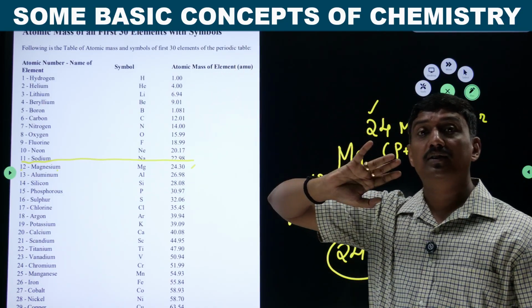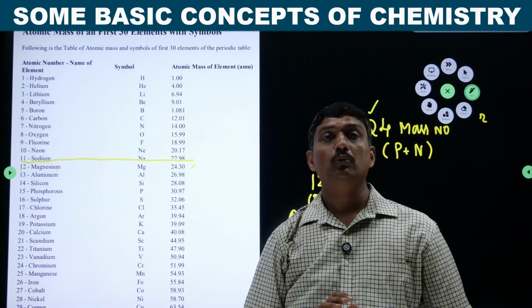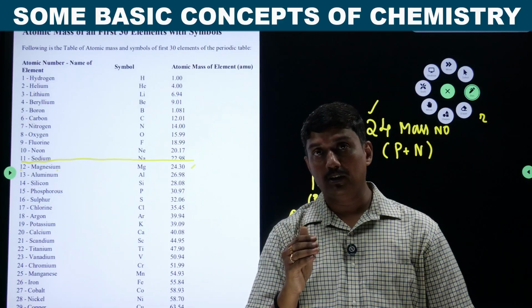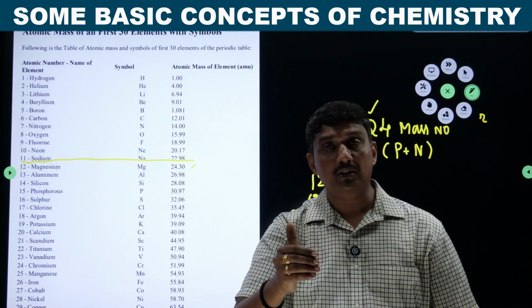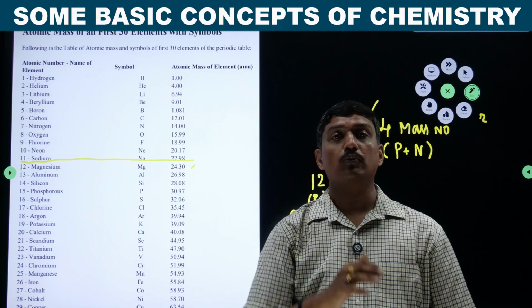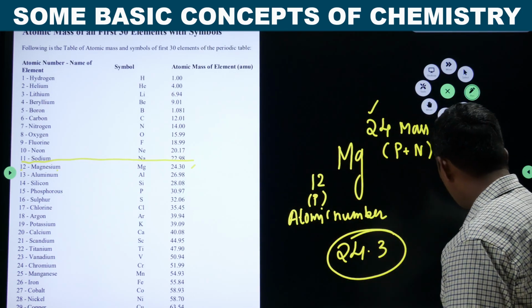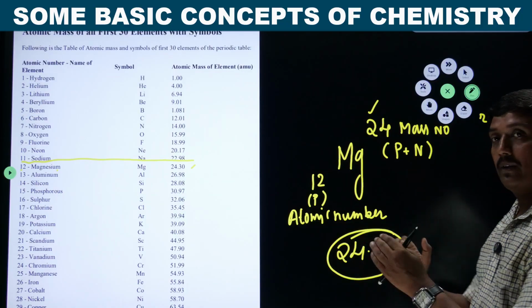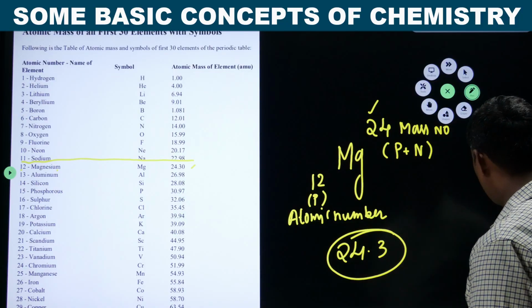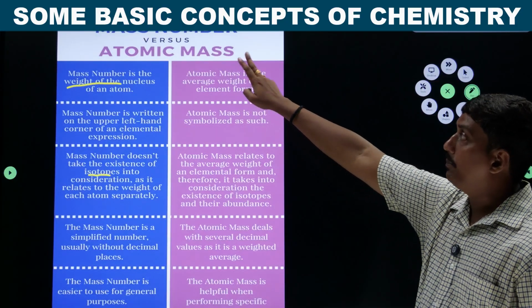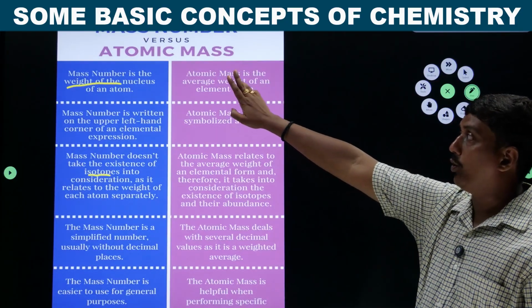This is said to be relative or average atomic mass. Average atomic mass, we are considering its isotopic form. So how to calculate that relative or average atomic mass? It will be explained. Before this, we should know the difference between mass number and atomic mass.